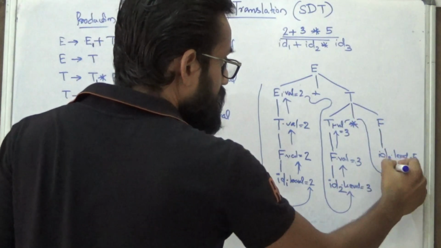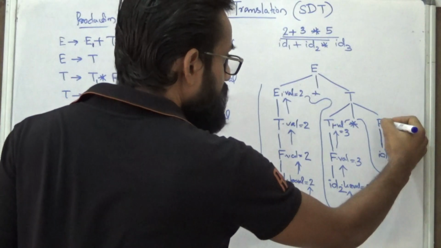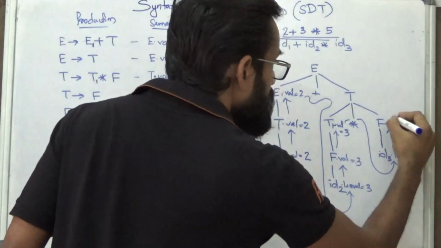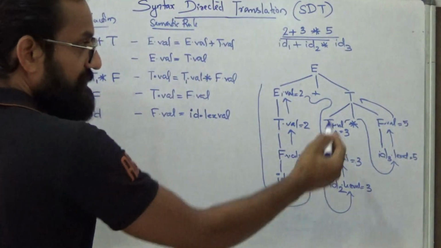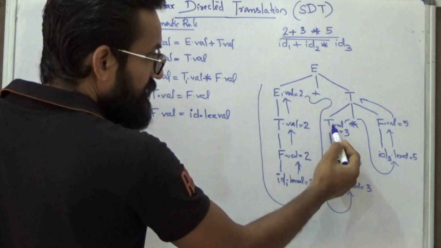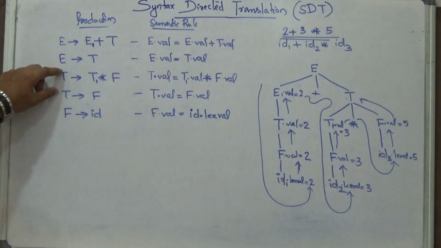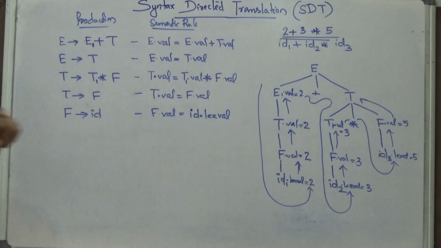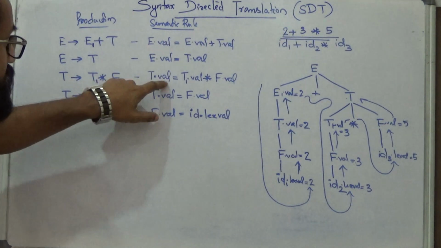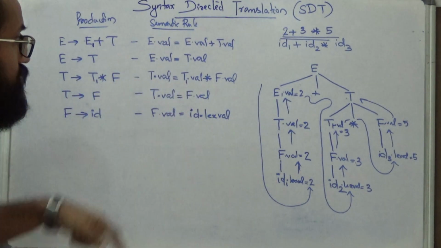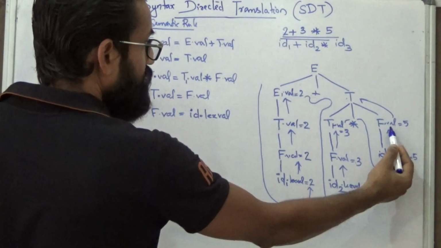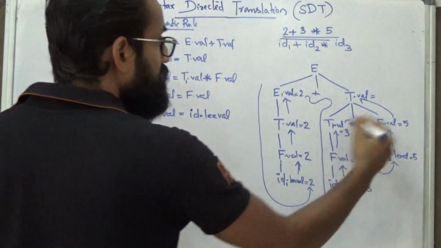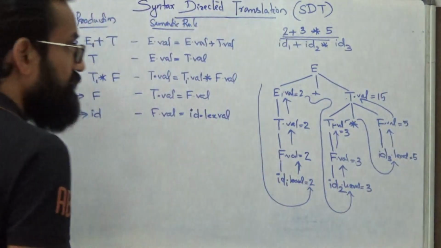And again you will reach this point. When you reach this point, you will get F.val equal to id3.lexval, that is 5. When you reach this point, you will identify the reduction T giving T1 into F. If you consider T giving T1 into F, the semantic rule is T.val is equal to T1.val into F.val. T1.val is 3 into F.val, so 3 into 5. So T.val will turn out to be 3 into 5, which is 15.